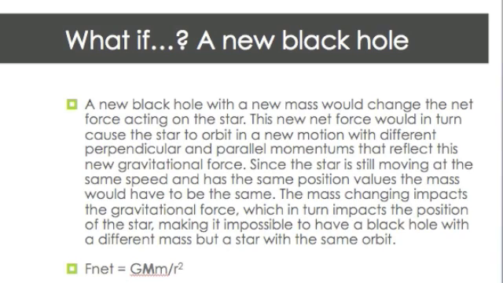A new black hole with a new mass would change the net force acting on the star. This new net force would in turn cause the star to orbit in a new motion with different perpendicular and parallel momentums that reflect this new gravitational force. Since the star is still moving at the same speed and has the same position values, the mass would have to be the same. The mass changing impacts the gravitational force, which in turn impacts the position of the star, making it impossible to have a black hole with a different mass, but have a star that keeps the same orbit.